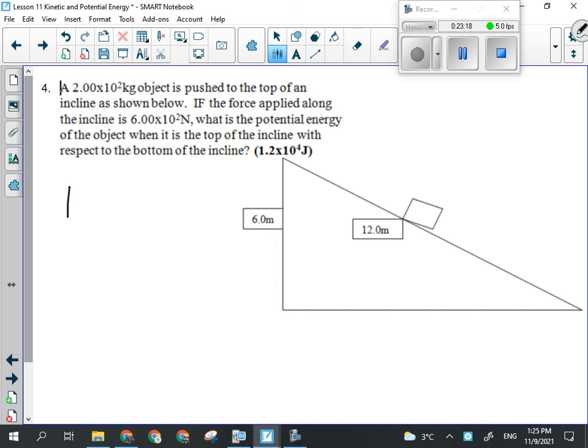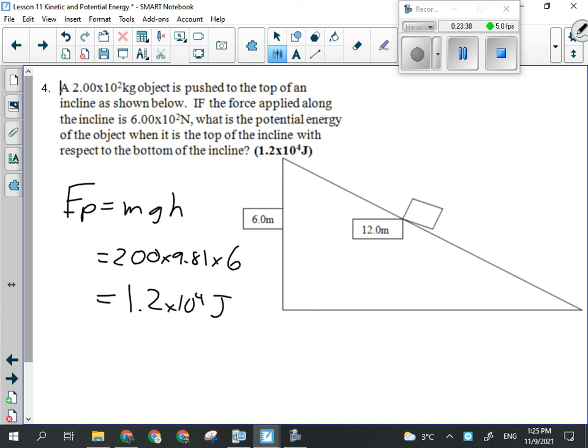Well, the potential energy at the top is m times g times h. All I have to do is go 200 times 9.81 times 6 meters, which gives me 11,772, which obviously rounds up to 1.2 times 10 to the 4 joules.